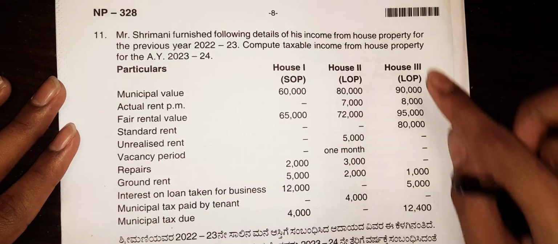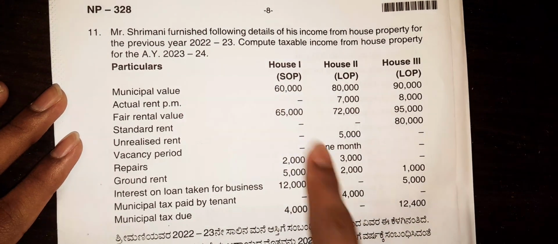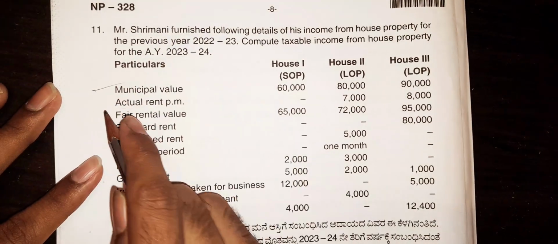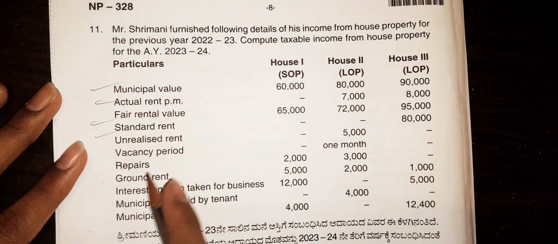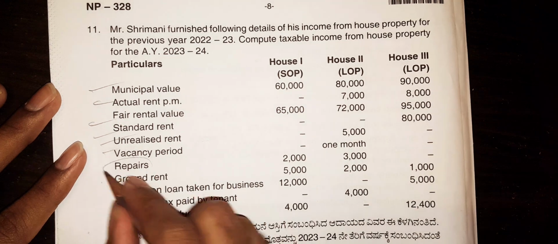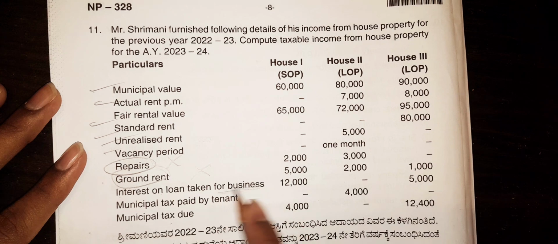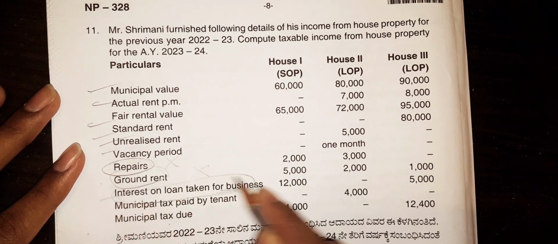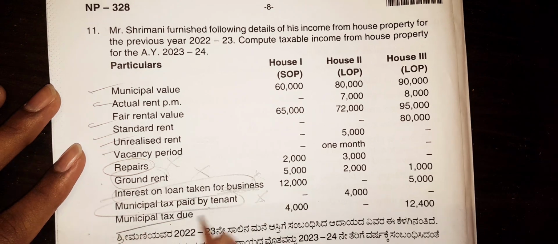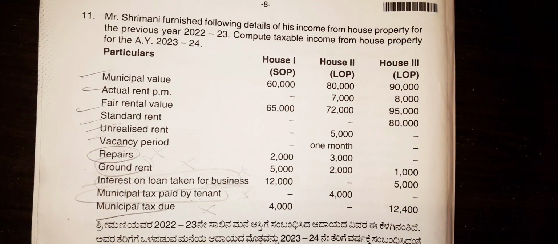Next, the last question, the fifth question, also was from house property. In that, three houses they had given. First is SOP, second and third are LOP. They had given municipal value, actual rent, fair rent, standard rent, unrealized rent, and vacancy period. Repairs, ignore. Ground rent should be ignored. Interest on loan taken for business, this also ignore. Municipal tax paid by tenant should be ignored, municipal tax due should be ignored. So it was a very simple problem from house property.